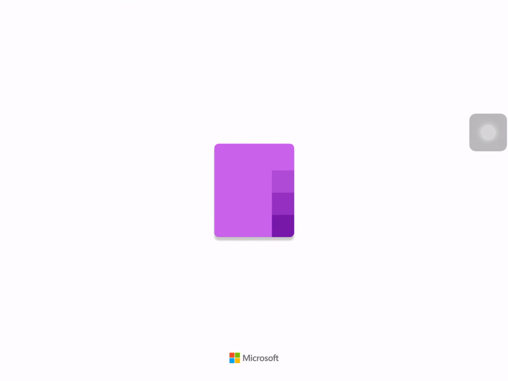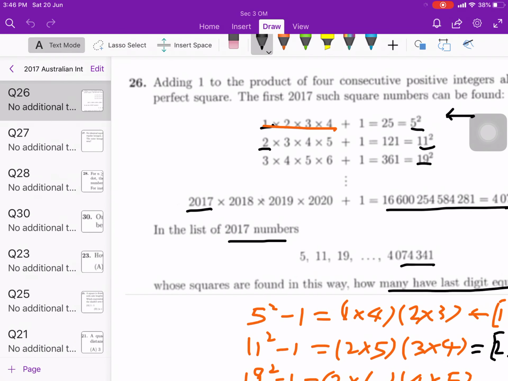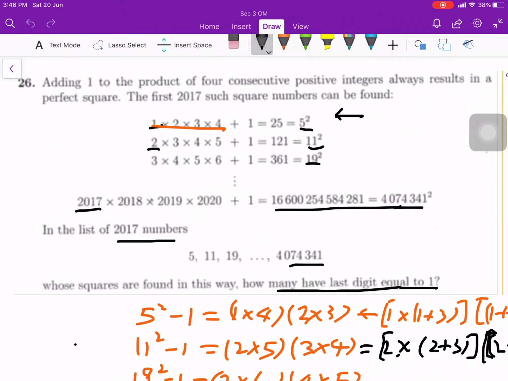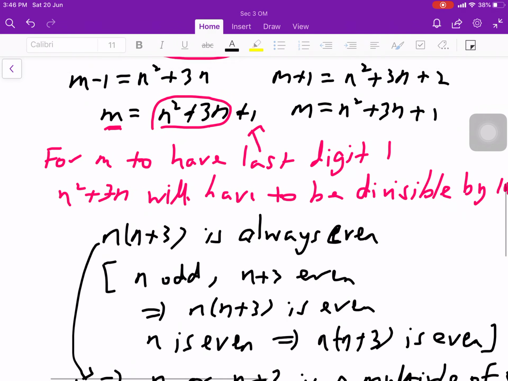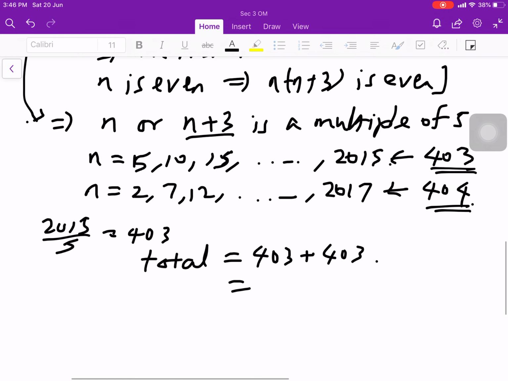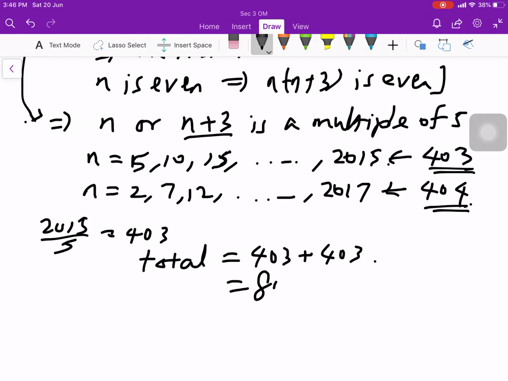Sorry, let me come back. Okay, let's look at this. There are 807 numbers of n. It also means 807 of m, right? Therefore, there are 807 numbers such that the last digit ends with 1. And hence we solve the question.